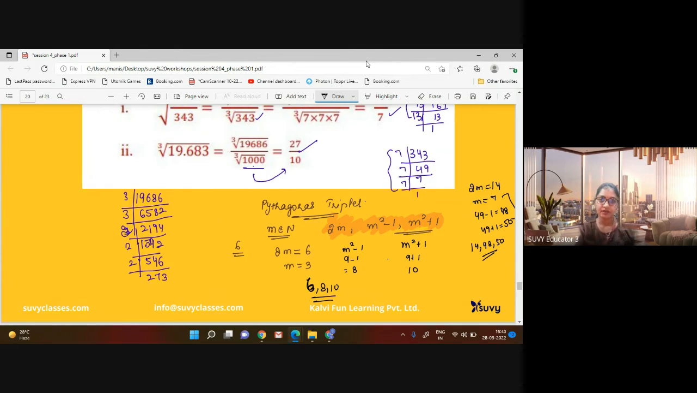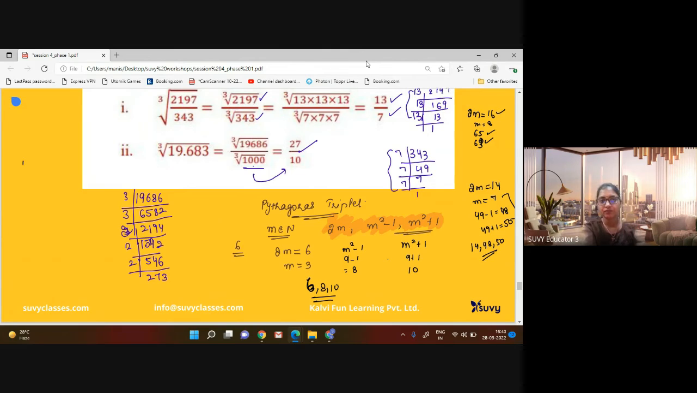Another one. Let's say 2m is 16. So what can you do? m is 8. It means 64 plus 1 is 65, 64 minus 1 is 63. So 63, 65, and 16. Will it be a Pythagoras triplet? That you have to know.